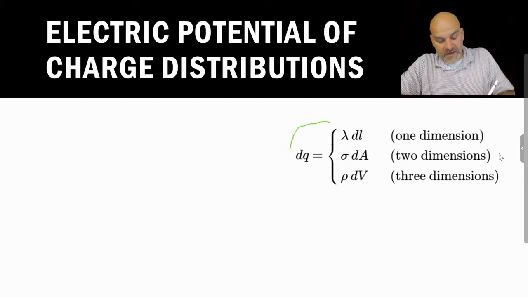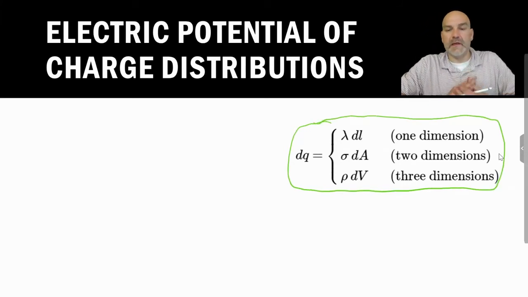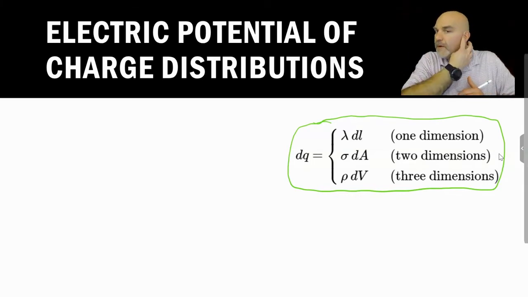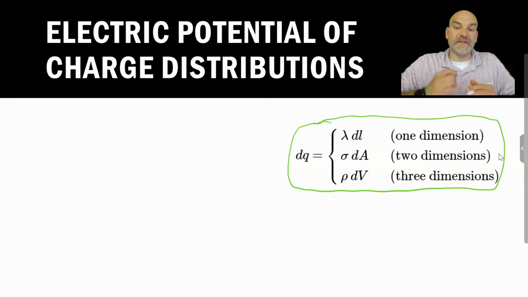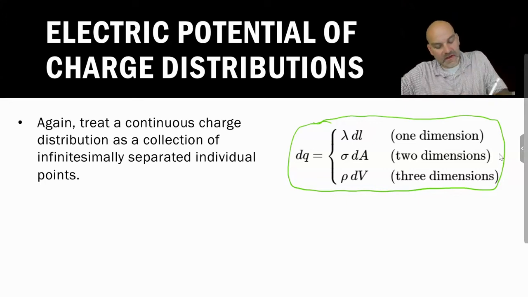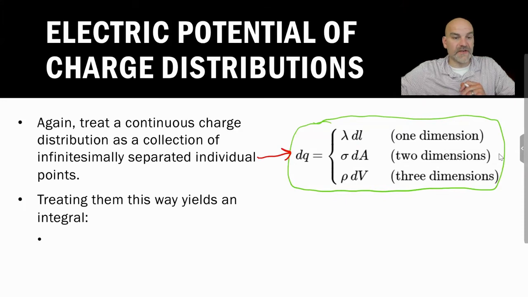What you see on the screen actually is very important because, again, there's our charge densities, right? The infinitesimal size charges that we break up our configurations into based on 1 dimension, 2 dimensions, and 3 dimensions. First thing, again, we're going to treat a continuous charge distribution as a collection of infinitesimally separated individual points, and that's what leads to our charge densities, our lambda, sigma, and rho. Now, when we treat them as such, we will end up with an integral, right?